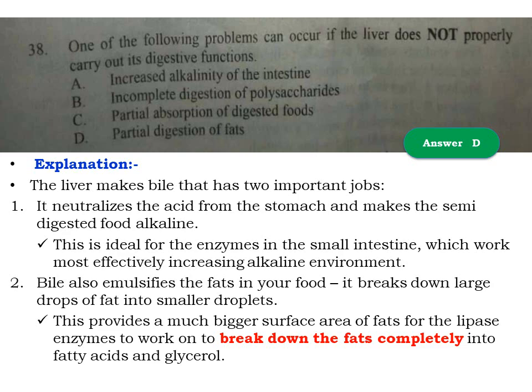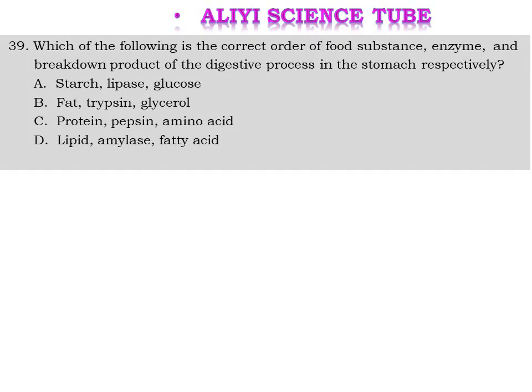The answer is D. Question number 39. Which of the following is the correct order of food substance, enzyme, and breakdown product of the digestive process in the stomach, respectively?